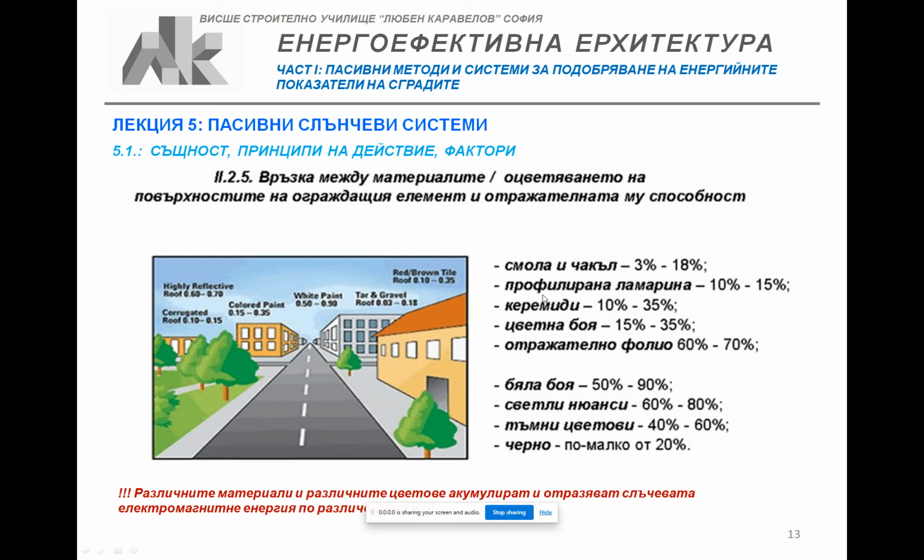Then we have some metal roof coverings, traditional ceramic roof coverings, and reflecting metal folio, which is used on some roofs, for example, on gas station roofs to prevent overheating because of the fire safety. And again, white color reflects back up to 90% of the solar radiation, while black color reflects less than 20%. It means that 80 and above percent of the solar radiation is accumulated and then transferred into heat.